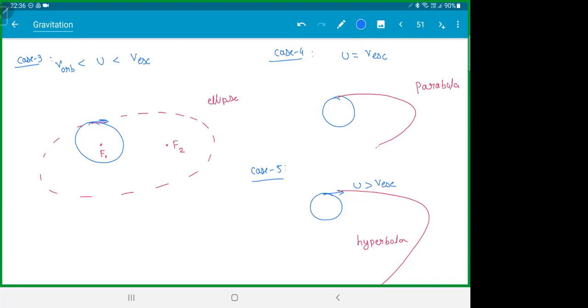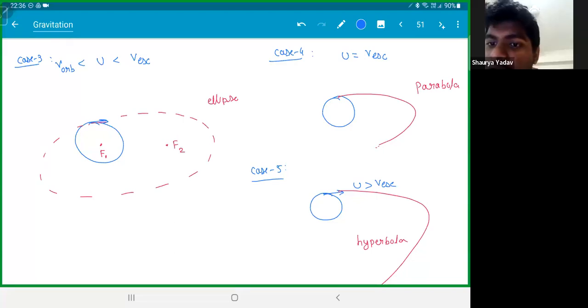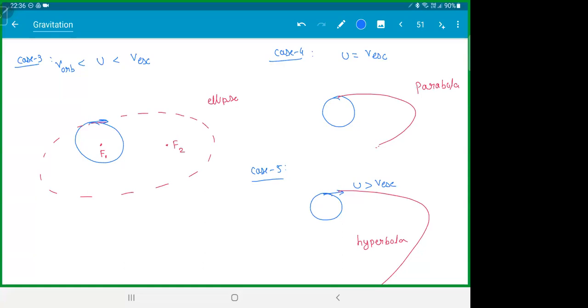HCV, you can do up to, let me tell you, what did I say last time? You can do up to 32. You can actually finish off everything, I guess. Because Kepler's laws are not there in HCV. Elliptical orbit motion is not given in HCV. That is additional. You can finish off full HCV gravitation.